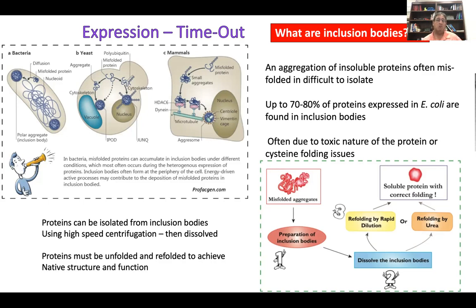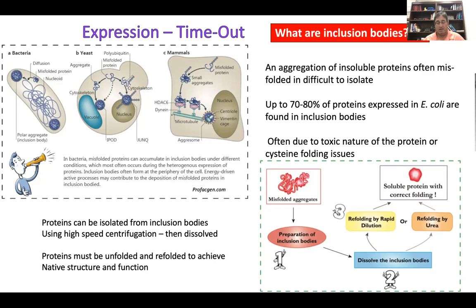You have to use strong detergents and chaotropic salts and things like this to break open and dissolve those inclusion bodies. So they're pretty much no good to us. Plus the fact that the proteins are aggregated and misfolded in these inclusion bodies, they're not going to be functional. They're not going to have the right structure.